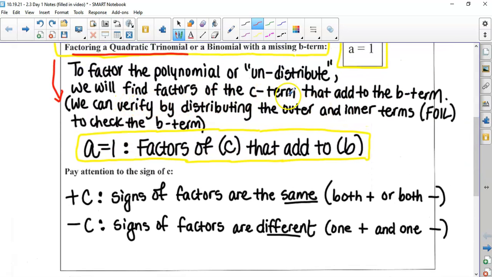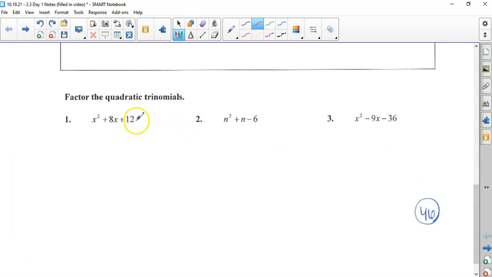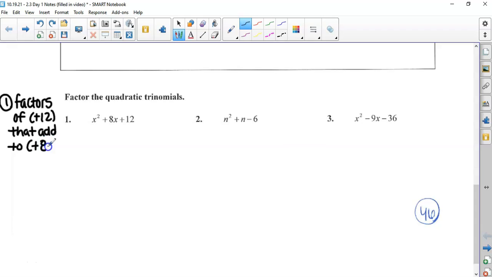We need factors of c that add to b. So let's talk about that. I need factors of a positive 12 that add to 8. So for this first one, let's actually write that down. For number 1, we need factors of a positive 12 that add to a positive 8. Remember that factors are two numbers that multiply to be this.